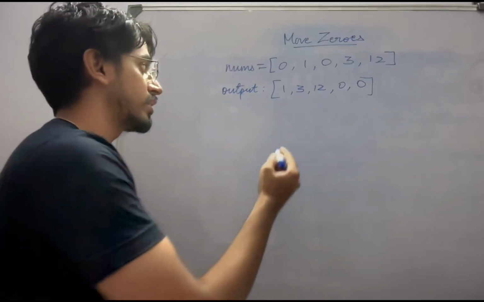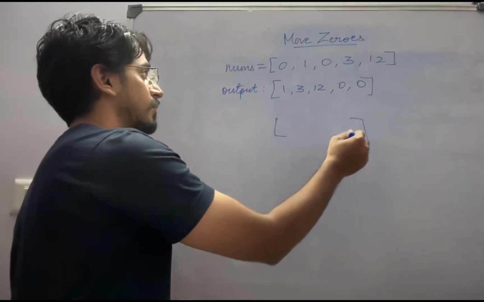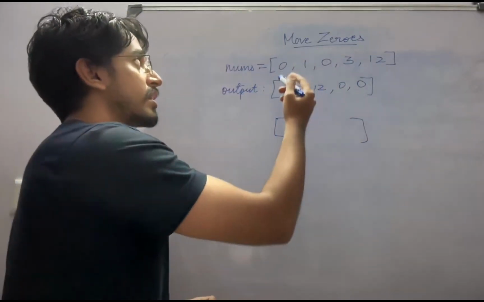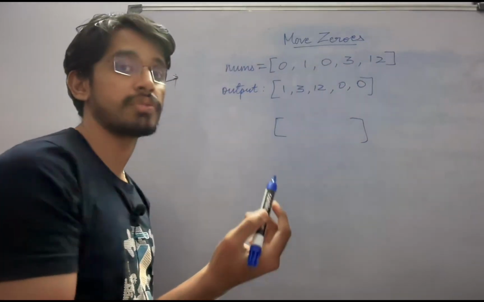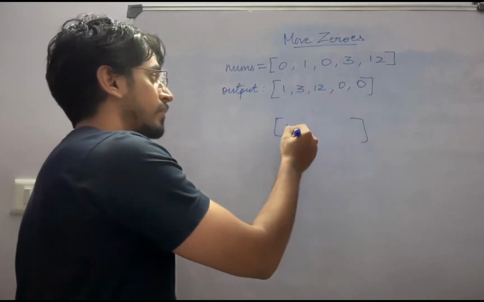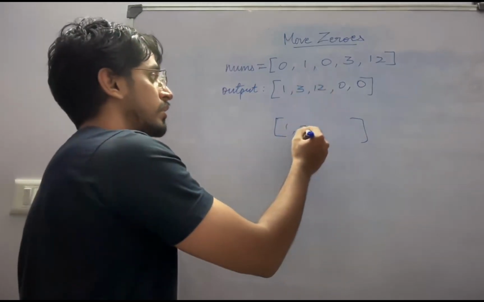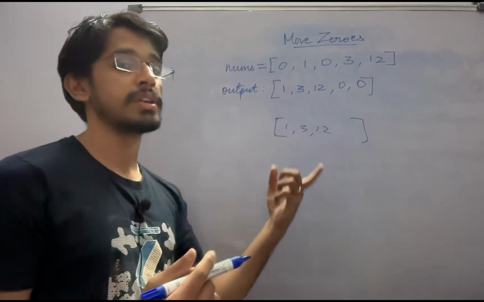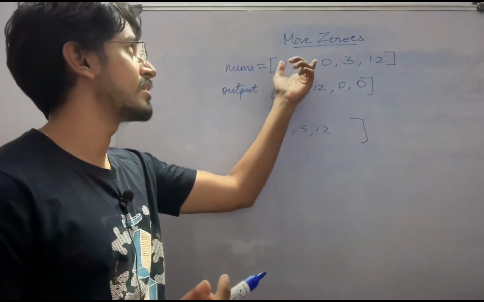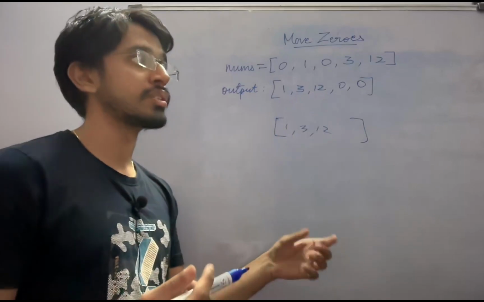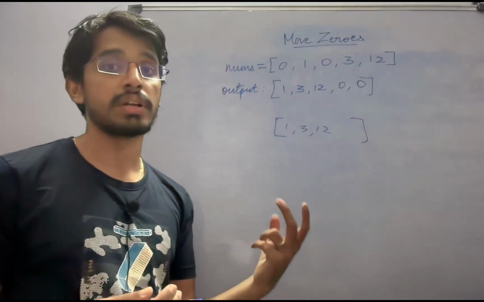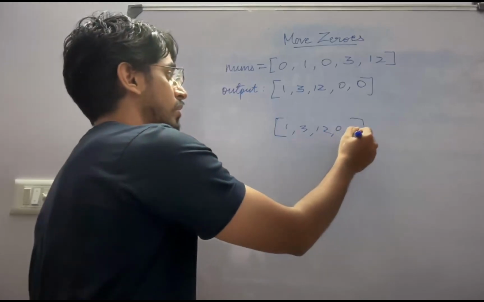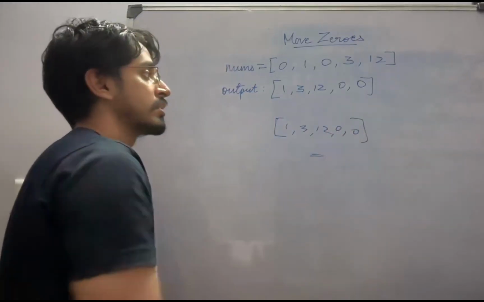So again, we create an empty array, and we loop across each and every item within the array, and we see that if that is not equal to 0, we add that to the array: 3, 12. So the length of this new array is 3, and we compare that to the length of the given array, that is 5. So there are two zeros that need to be added, so we add that at the end of the array. And finally we return this array itself.